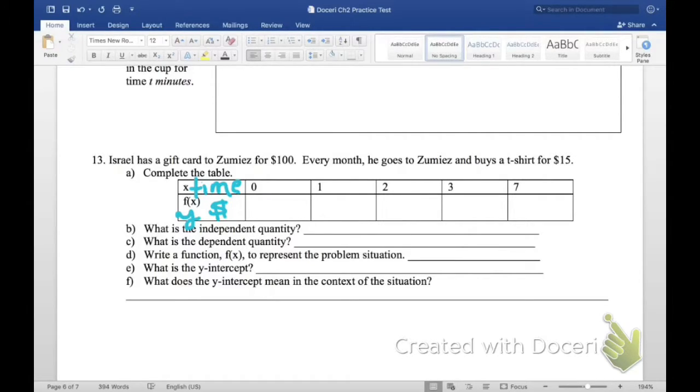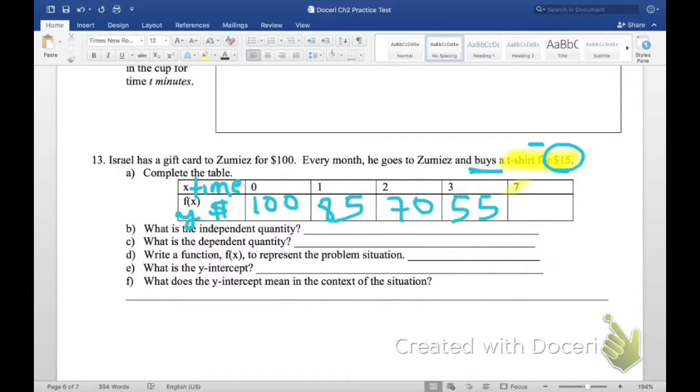Dependent variable is money. Israel starts with the $100, the gift card. After the first month, he's going to buy one t-shirt for $15. So after the first month, he's spending $15. So 100 minus 15 is 85. After the second month, he buys another t-shirt. So 85 minus 15, right? He's spending, so we're thinking negative. Subtract 15 is $70. Then after the third month, again, subtract 15, what do we have? $55. Again, we can keep going and so forth.